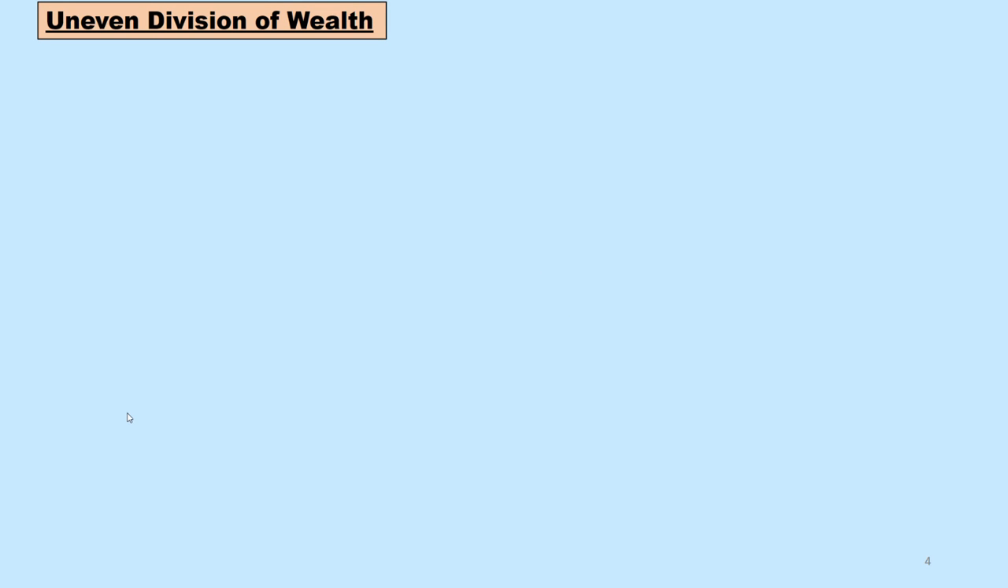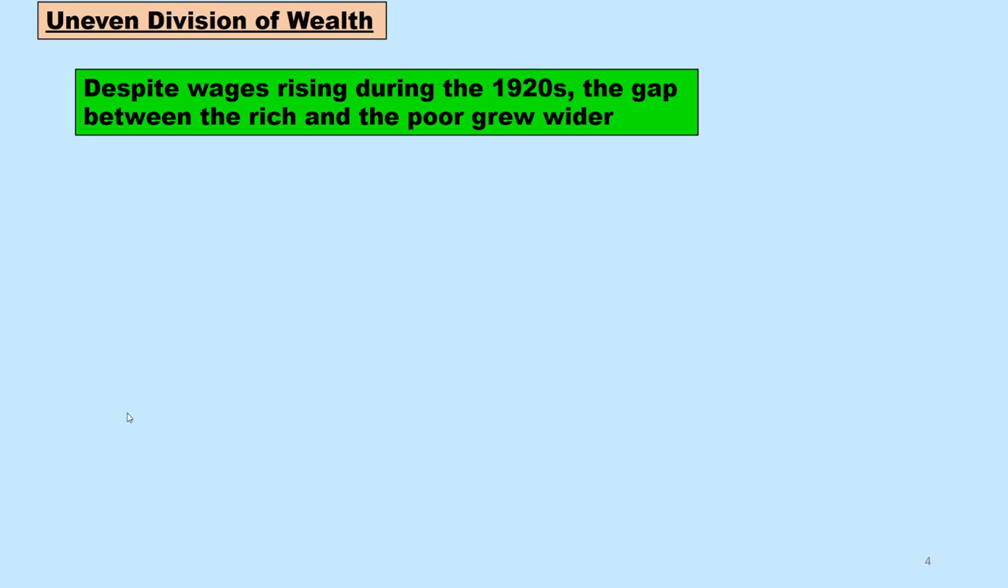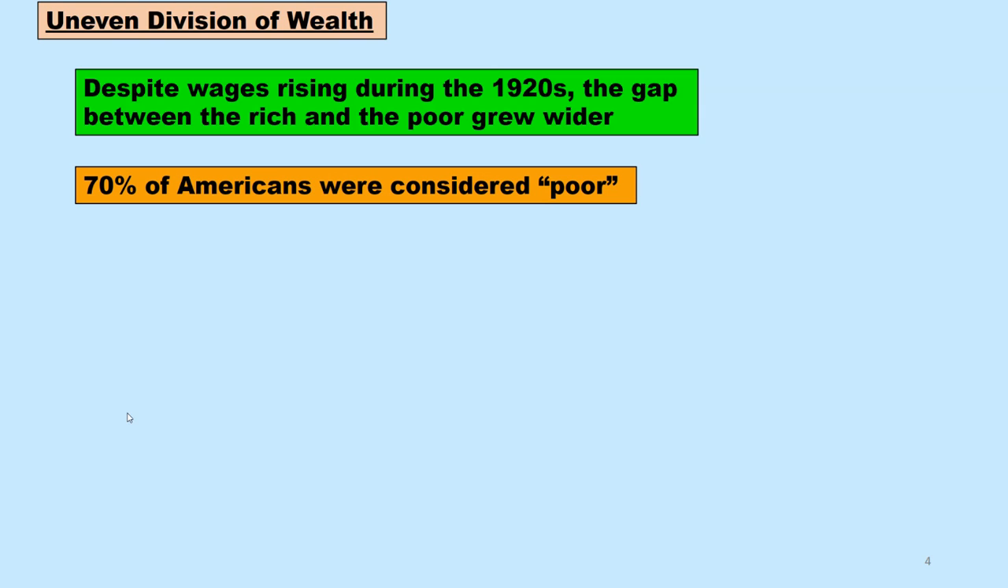so, uneven division of wealth. This is going to be your wealth gap between the rich and the poor. So despite income actually going up, it's only going up for a few, okay? And it's not going up proportionally, let's put it that way. So the gap between the rich and the poor is going to grow wider and wider.